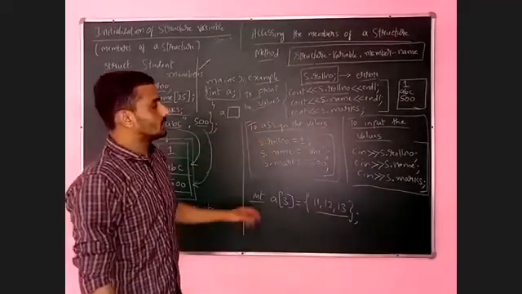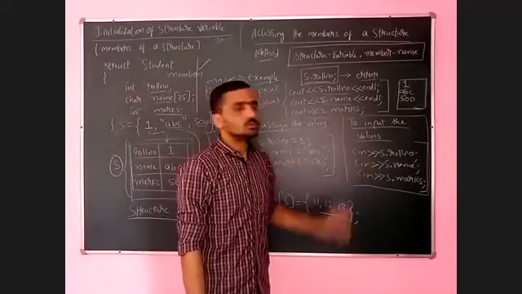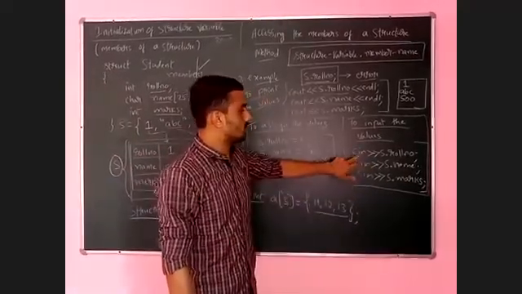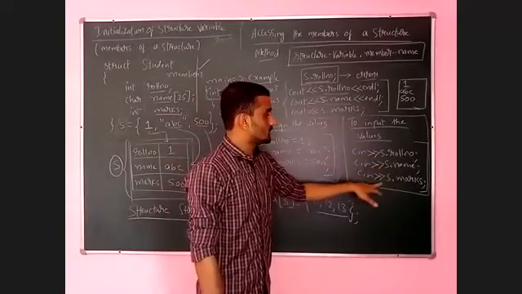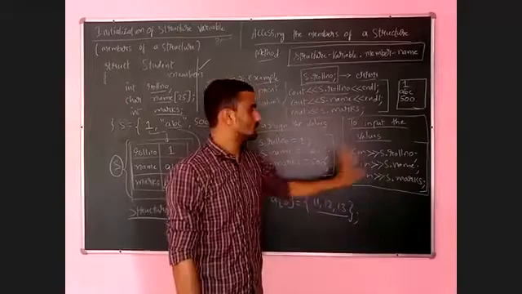Otherwise, you can tell the user to give the values. That means by writing cin statement. Cin extraction operator s dot roll number, cin extraction operator s dot name, cin extraction operator s dot marks. So in this way also you can do it.